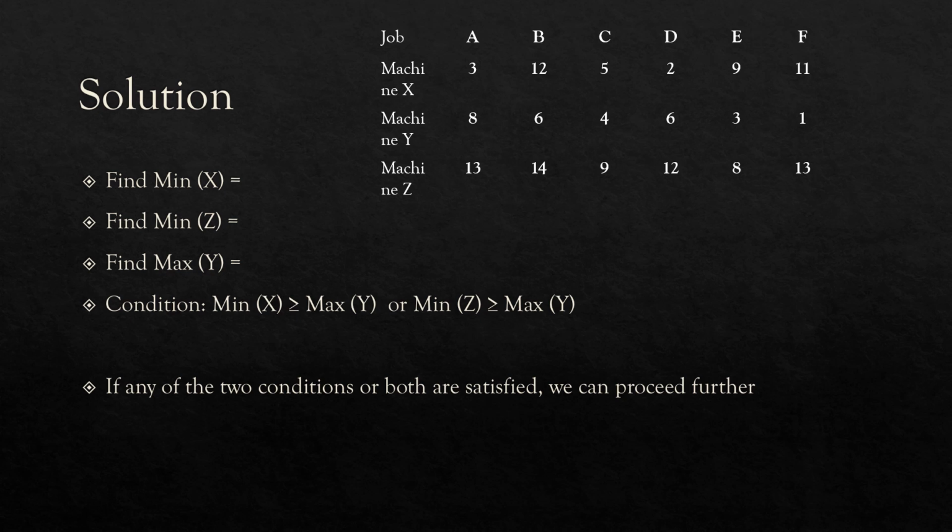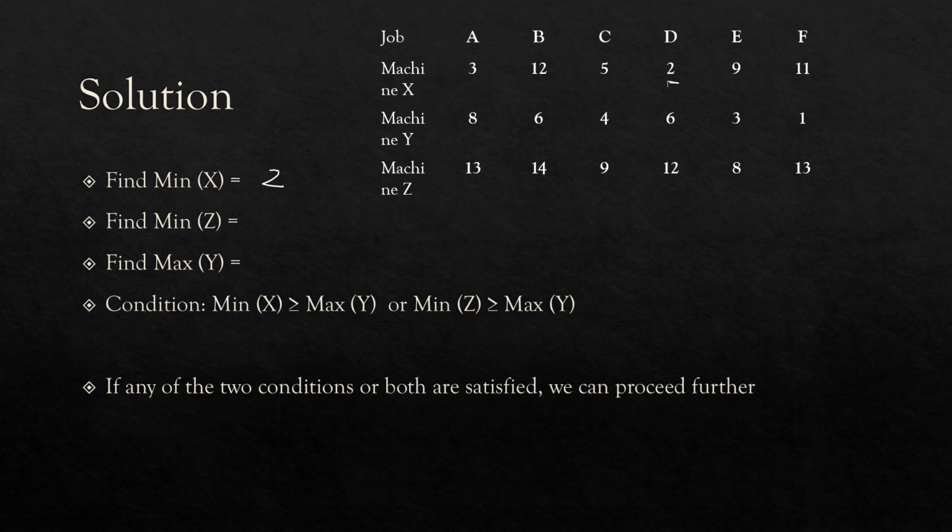In order to solve the problems with 3 machines and n number of jobs, the first thing which we need to see is whether the problem can be solved using Johnson's conditions or not. So in order to proceed further, there is a condition which needs to be satisfied. First of all, we find the minimum value out of the total values given for machine X. So the minimum of X is 2 units of time, right?